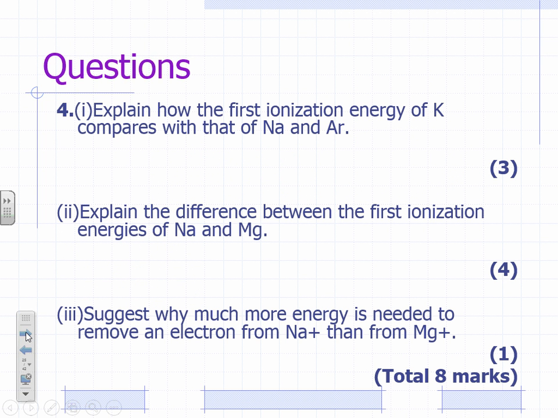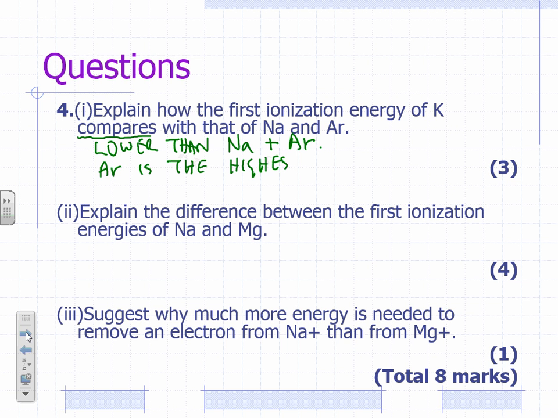Explain how the first ionization energy of potassium compares with that of sodium and argon. Well, the first ionization energy of potassium will be lower than sodium and argon. We have compared them. Additionally, we could say that argon is the highest of the 3. So we've made a comparison.